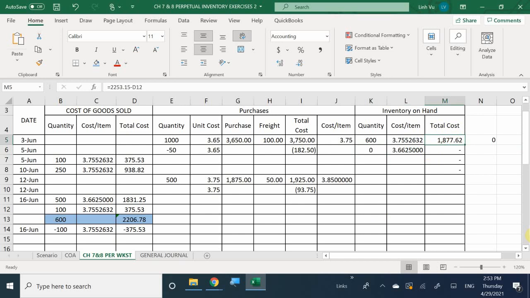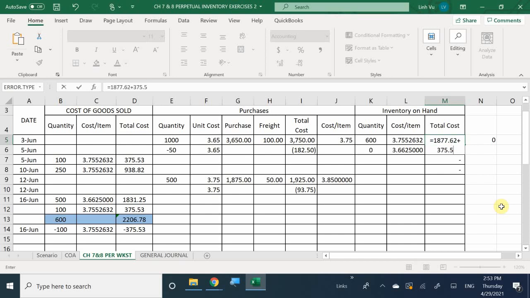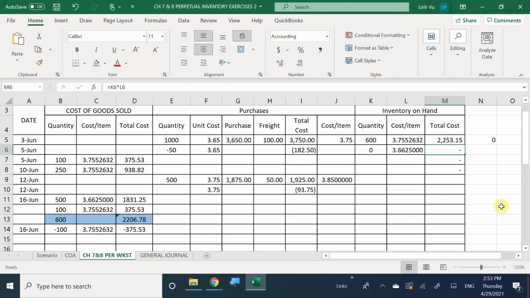So in this case, this would be, let me see. 1877.62. 187762 plus my 37553. Right? Should give me my 225315, right? What I originally started out with.